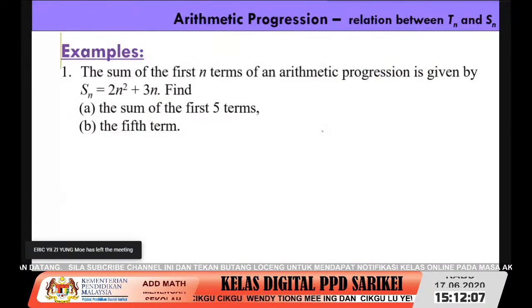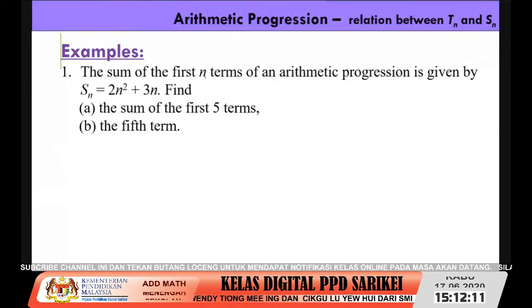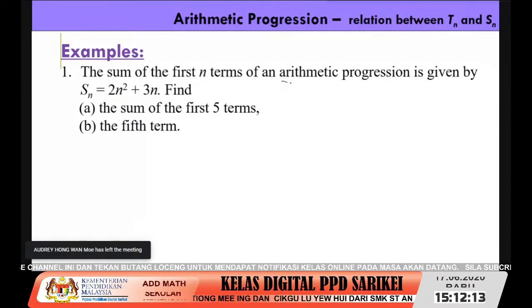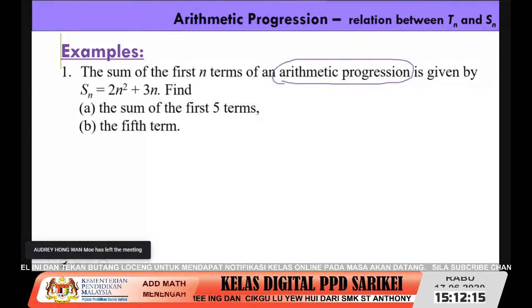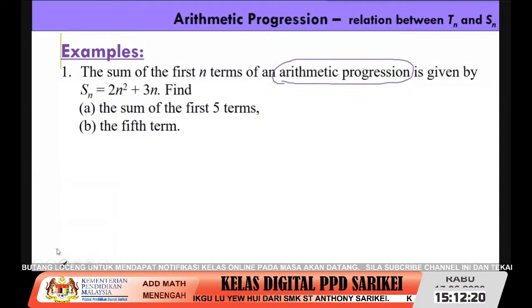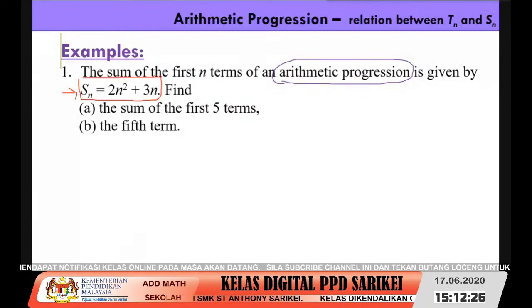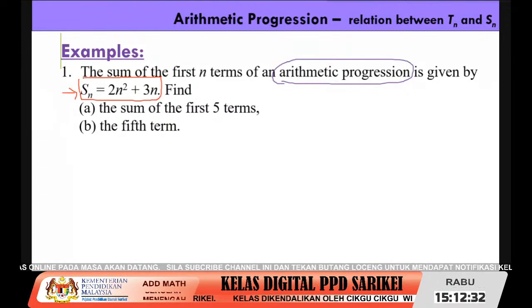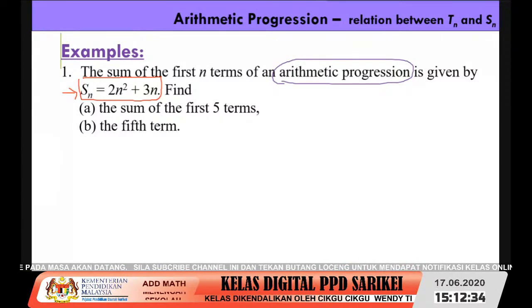I think I will finish within 5 minutes. Okay, the sum of the first n terms of an arithmetic progression. Selalu soalan akan bagi tahu you is arithmetic or geometric. It's given by Sn equal to 2n squared plus 3n. So I told you yesterday, kalau dia bagi you formula, you gunalah formula dia. Kalau dia tidak bagi, we use the formula that we learn.